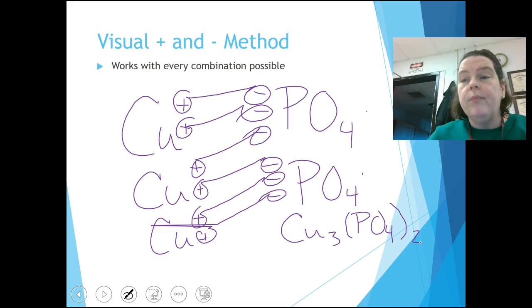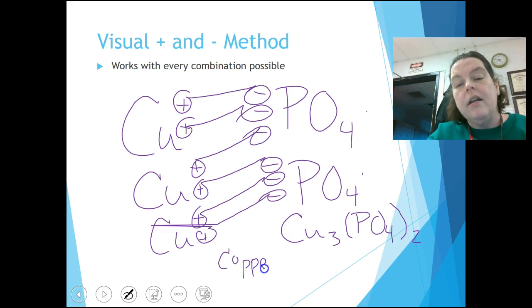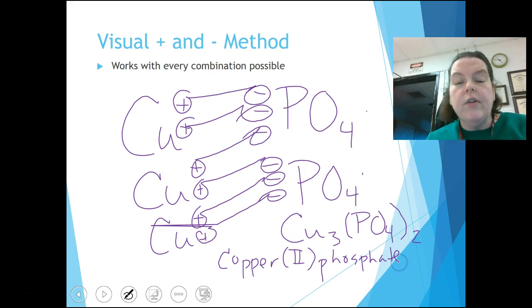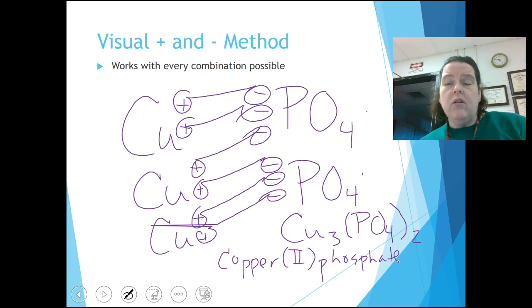Now, because the copper is a D block metal and it changes charge, I have to make sure that I talk about that. So this would be called copper, and because it's a 2+ charge, it'd be called copper(II). And then the PO4 group, according to your polyatomic ion sheet that you have in class, is called phosphate. Once again, you have another name for copper, called cupric. So you could substitute cupric for copper(II) as well. So you see how the visual plus and minus method works. This will work for every single combination that you'll ever use. And if you're visual, I would choose this since the dot structures fell apart.